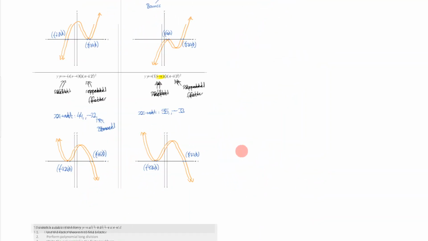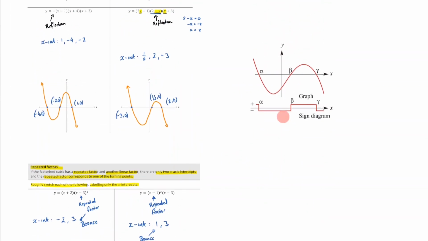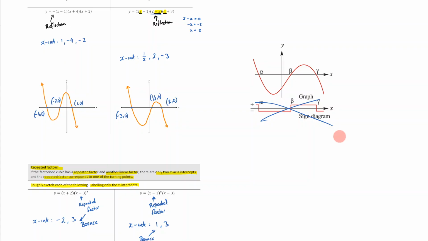Again, let me stress that in the exercise, they will ask you to draw sign diagrams, but you do not need to draw sign diagrams.